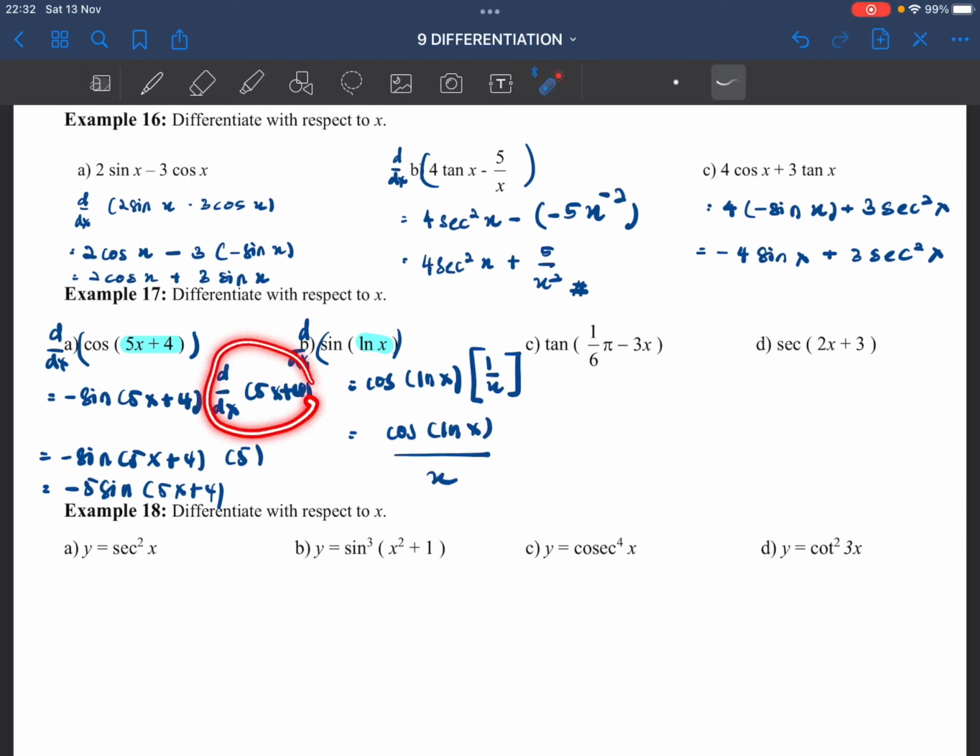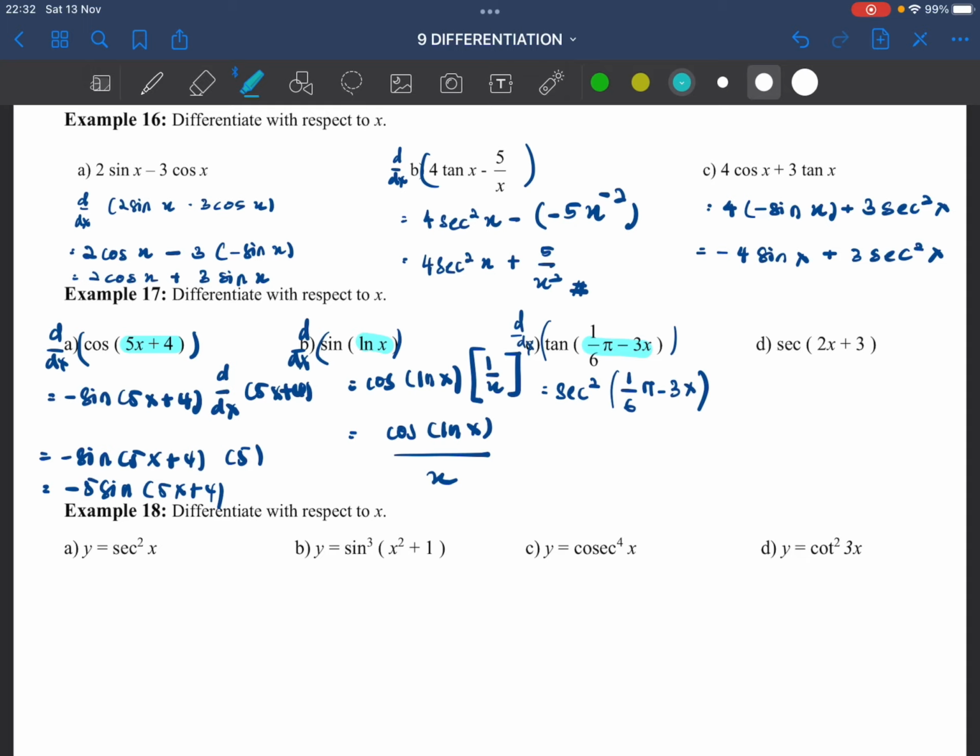Okay, let's try one more question here. We have tangent of 1 over 6 pi minus 3x. Differentiate tangent, kita dapat secant square. Salin je balik function dekat dalam, 1 over 6 pi minus 3x. Jangan lupa mesti multiply by differentiate the function. So differentiate 1 over 6 pi minus 3x, we will get negative 3. Bawa negative 3 pergi depan, kita ada negative 3 secant square 1 over 6 pi minus 3x. So that's going to be your answer.